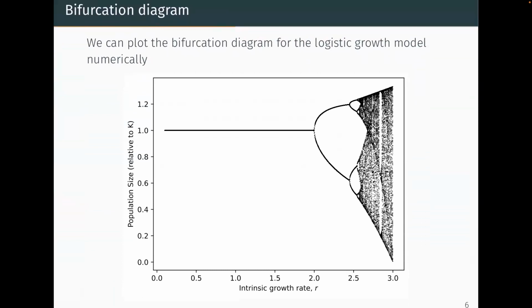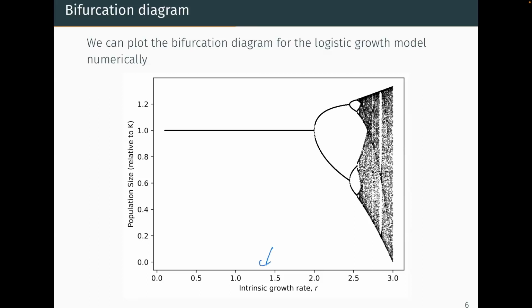This is an example of the bifurcation diagram that we get from the logistic growth model. So like I said, we've got our population size here. I've scaled it, so it's relative to our carrying capacity K. And here's our intrinsic growth rate R varying along the horizontal axis. So what's going on here? Well, as we increase this value of R, I have a feeling that this has been scaled for a slightly different model.